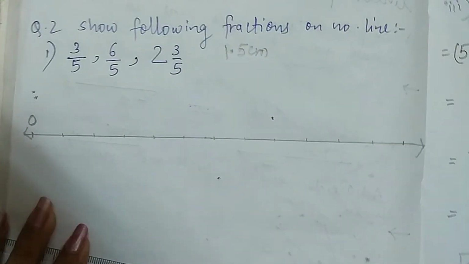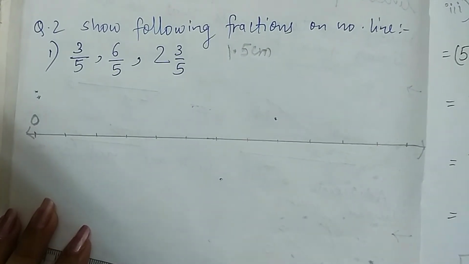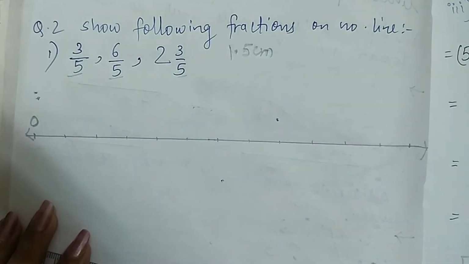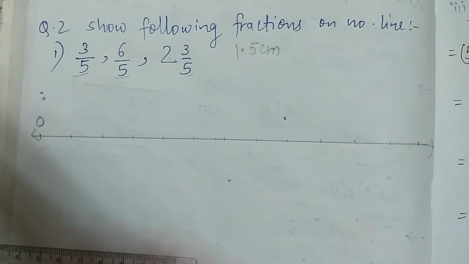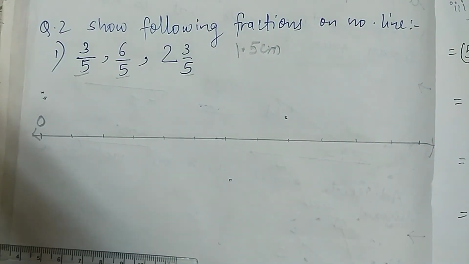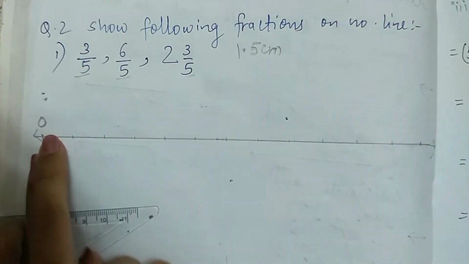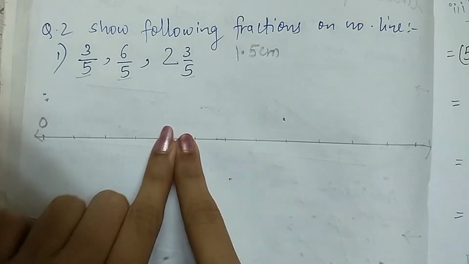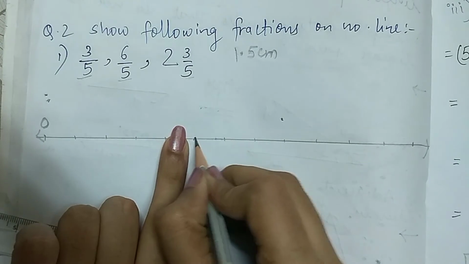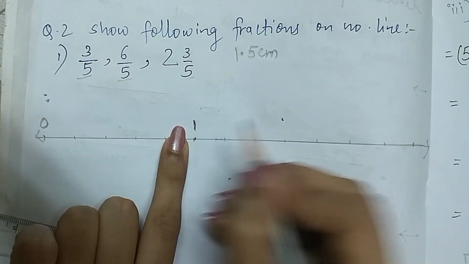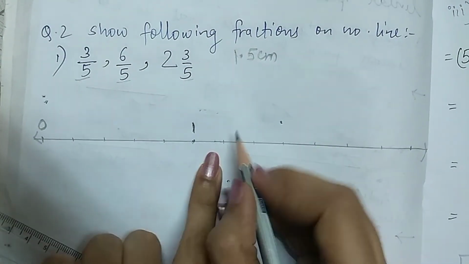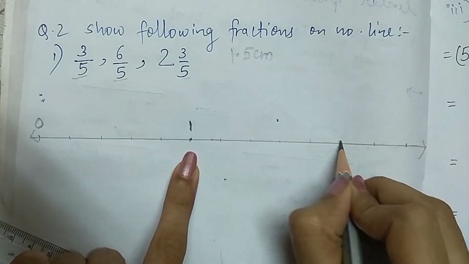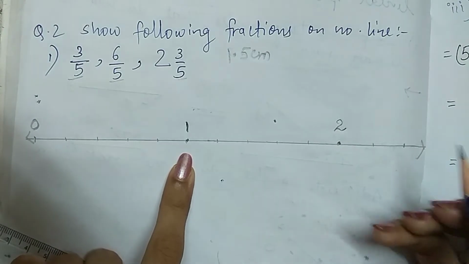Okay, now in the denominator we can see 5. Means these numbers are divided into 5 parts. Between 0 to 1 there are 5 parts. So let us count. 1, 2, 3, 4, 5. Okay, 5 parts. So this is 1. Now after 1 again 5 parts. 1, 2, 3, 4, 5. So this is number 2.